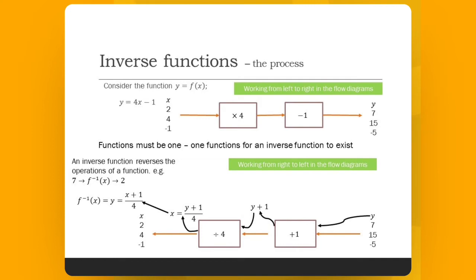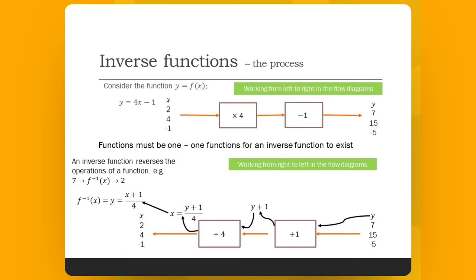If we take the y, we reverse the minus 1 function, and we add 1 to the y, we get y add 1. Then we divide that expression by 4 to get y plus 1, all of it divided by 4. And that will give us the x. So we have x equals (y plus 1) divided by 4.